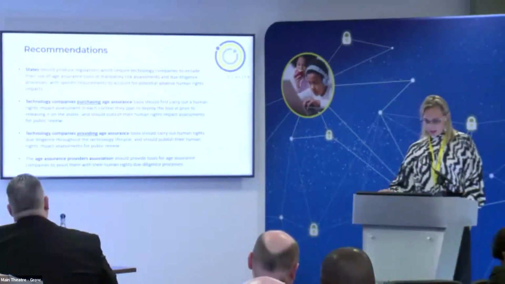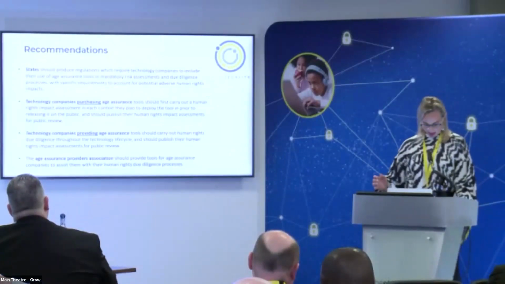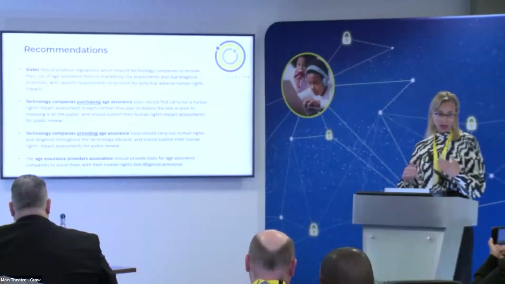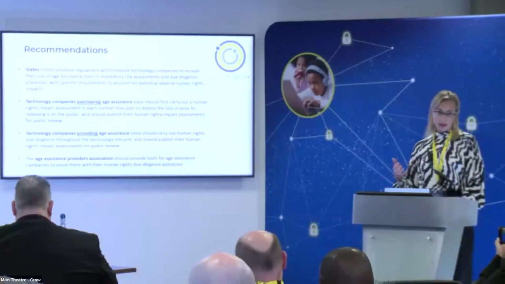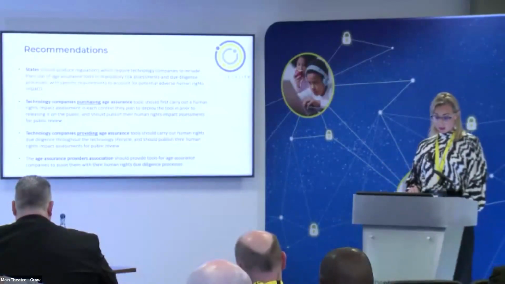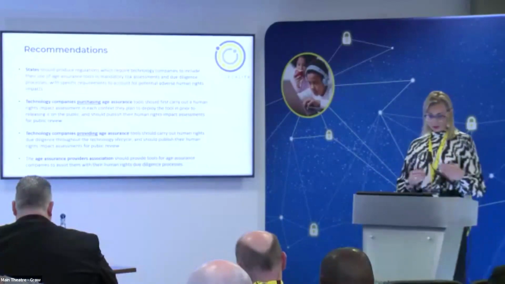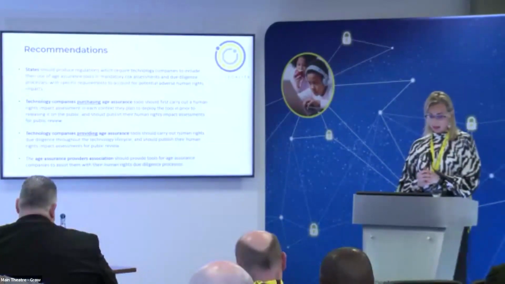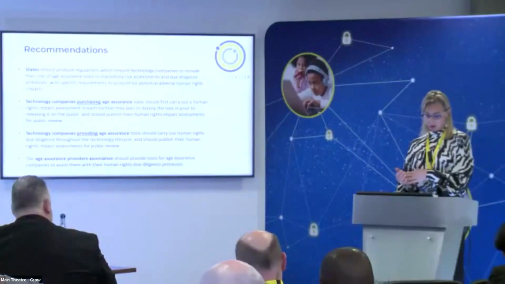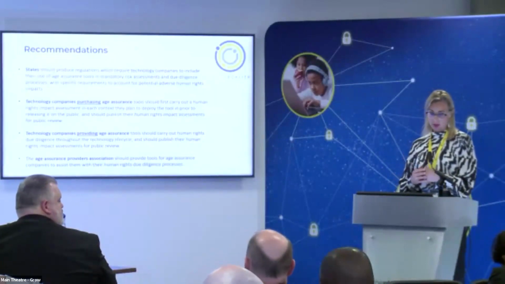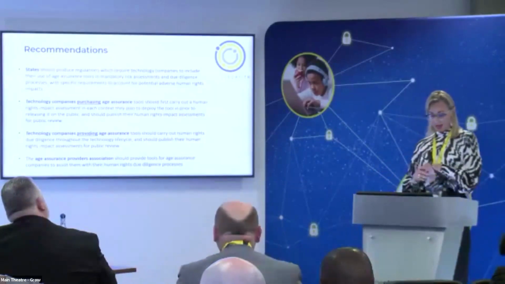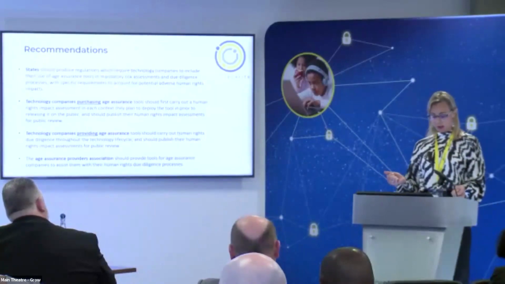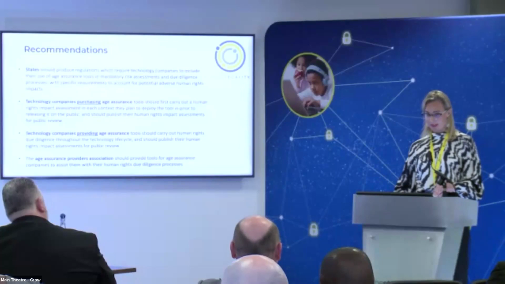Just to end with a few recommendations. The recommendations are that states should produce regulations which require technology companies to carry out human rights due diligence, including age assurance companies. That technology companies purchasing age assurance tools should first carry out a human rights impact assessment in each context they plan to deploy the tool in, and that technology companies providing age assurance tools should also carry out human rights due diligence throughout the technology lifecycle. And finally, to the Age Assurance Providers Association, that they could provide tools for age assurance companies to help them with the human rights due diligence process.